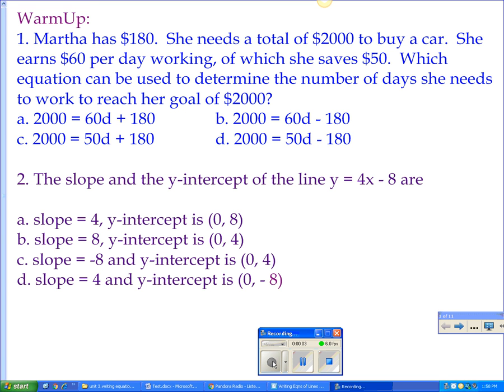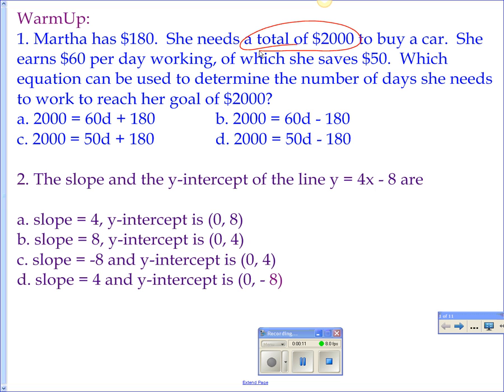All right, ladies and gentlemen, we're going to start by quickly going over the warm-up. So number one, Martha has $180. She needs a total of $2,000 to buy a car. She earns $60 per day working, of which she saves $50. Which equation can be used to determine the total number of days she needs to work to reach her goal of $2,000?